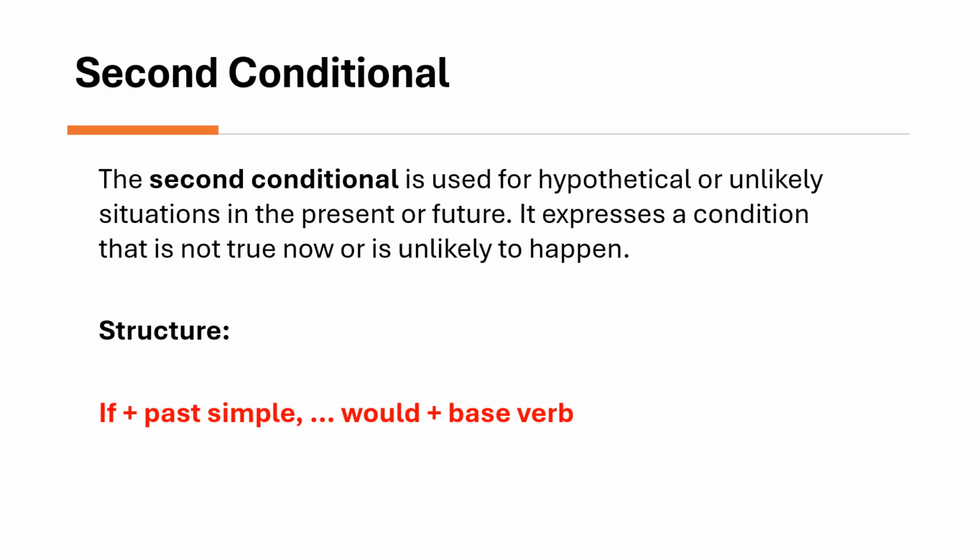Second conditional sentences. The second conditional is used for hypothetical or unlikely situations in the present or future. It expresses a condition that is not true now or is unlikely to happen. In this type of conditional sentence, the tense used would be simple past tense for the if clause, and a modal auxiliary verb along with the main verb in the independent clause. The common modal auxiliary verbs used in second conditional sentences include would, should, could, might.